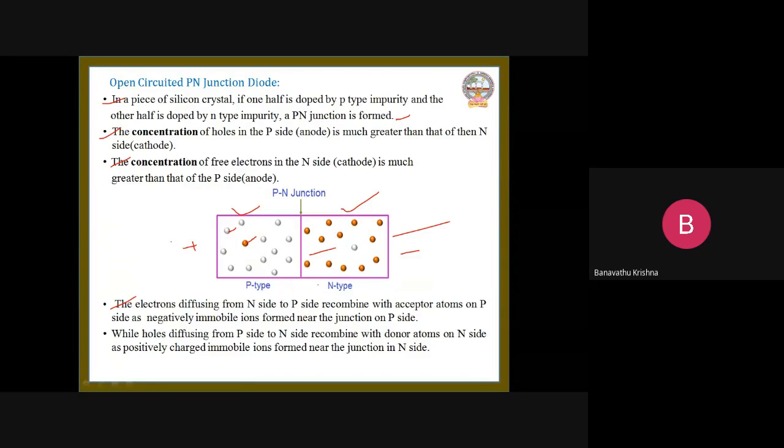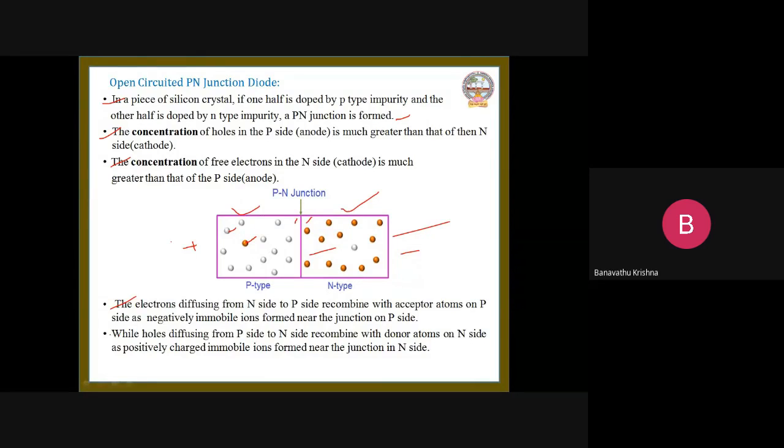What happens then? When the holes move from the P side to the N side, positive immobile ions are formed near the junction. That will be shown in the next slide. Similarly, when the electrons move from the N side to the P side, negatively charged ions are formed near the junction. So this is the first discussion about the PN junction diode.